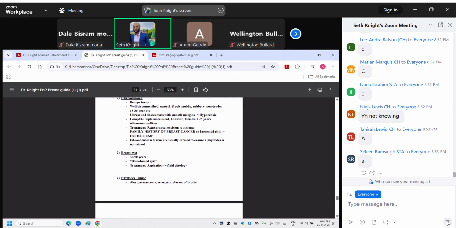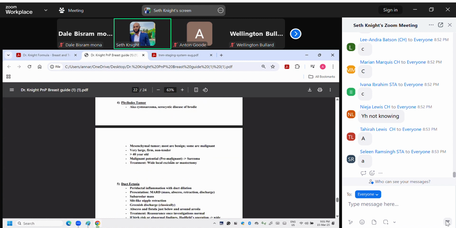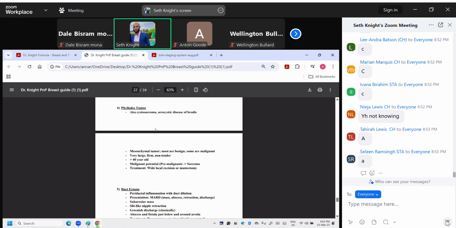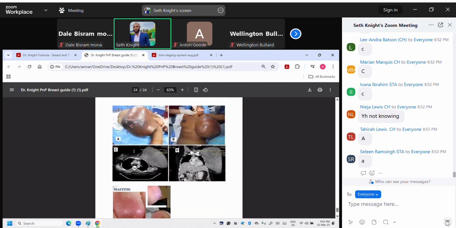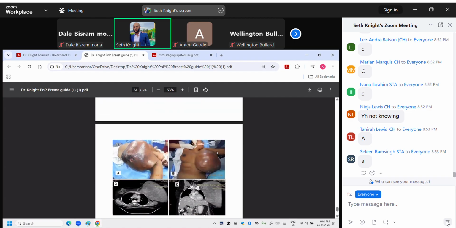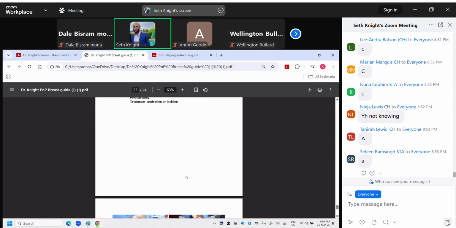Breast cyst, we're going to aspirate a breast cyst and send it for cytology. Okay, it's called a blue dome cyst, common in the age of 30 to 50, and it will be anechoic on our ultrasound. Good. Phyllodes tumor is not a completely benign breast disease, I should say. A phyllodes tumor is also known as a cystosarcoma. What you need to know about a phyllodes tumor, this is a phyllodes tumor here, right? This is extremely, extremely huge, right?